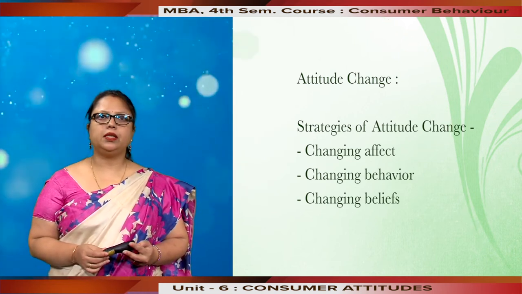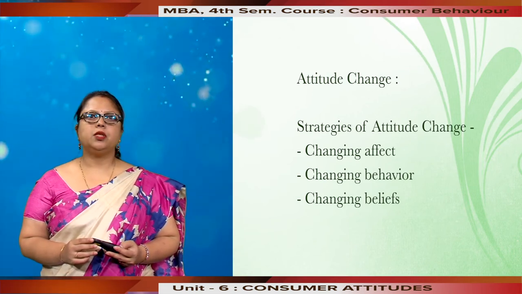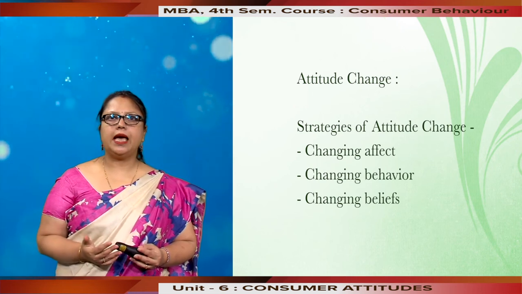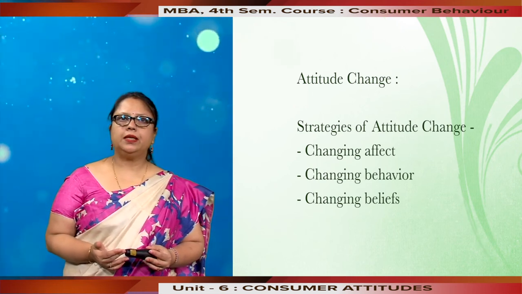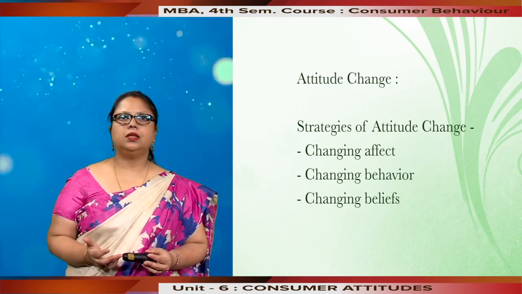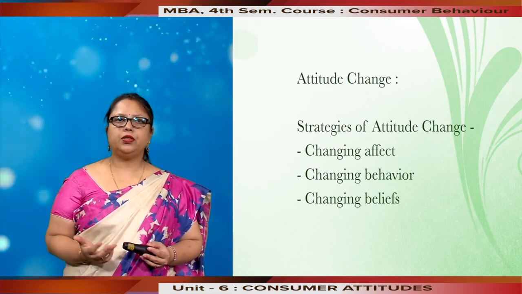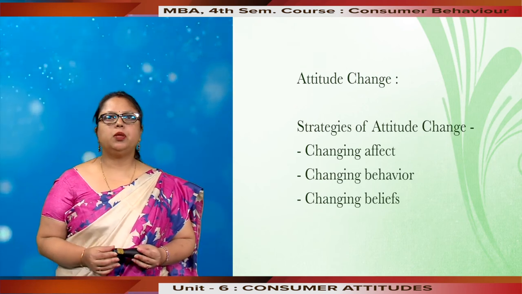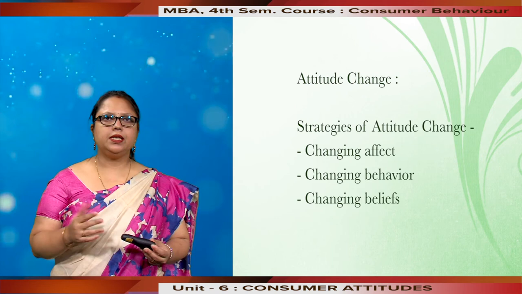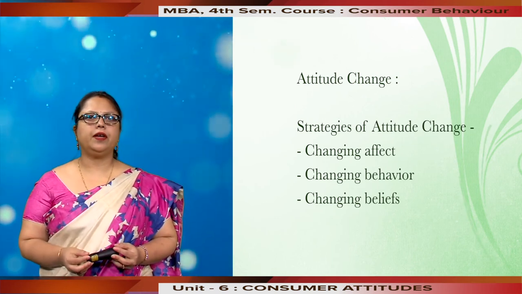The major attitude changing strategies for marketers are changing the consumer's basic motivational function, then associating the product with admired groups or events, then resolving two conflicting attitudes, then altering attributes of the multi-attribute model, then changing consumer beliefs about competitors' brands. So some of these factors we will discuss in this video lecture. First, we will discuss changing affect.